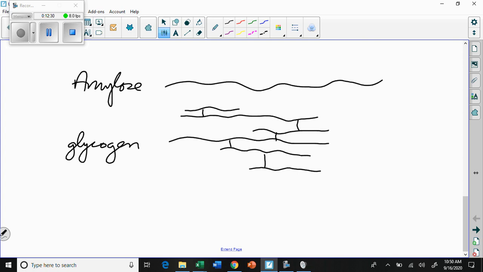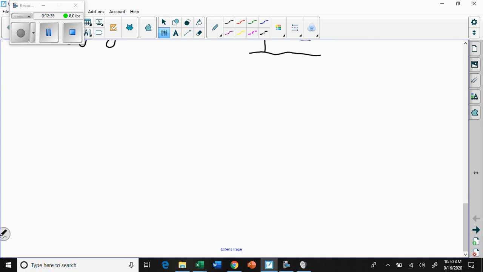All right. There is one other type of way that we could join. Well, there's many types of ways, but one other example I want to show you, and that is what happens if we look at a beta glucose situation. So let's take a beta glucose.